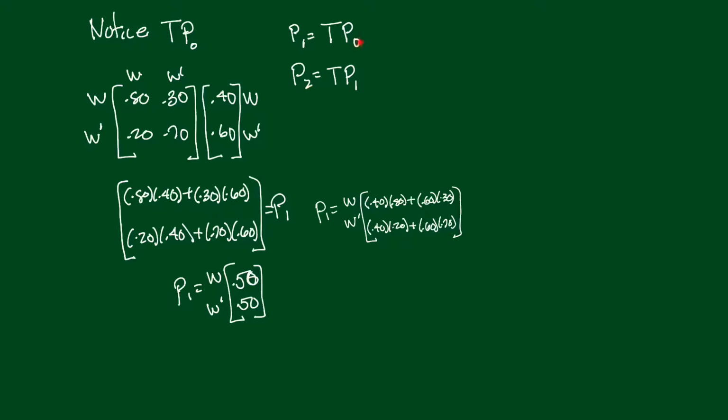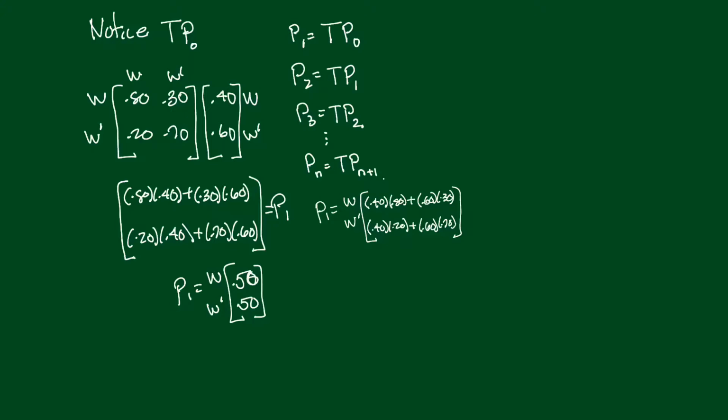So P naught is the mothers, multiplied by the transition matrix gets us to the daughters state. Then take the daughter state, transition, that gets us to the granddaughter state. Then great-granddaughters would be T times P2, and so on. Any generation is T times the one that came before it.